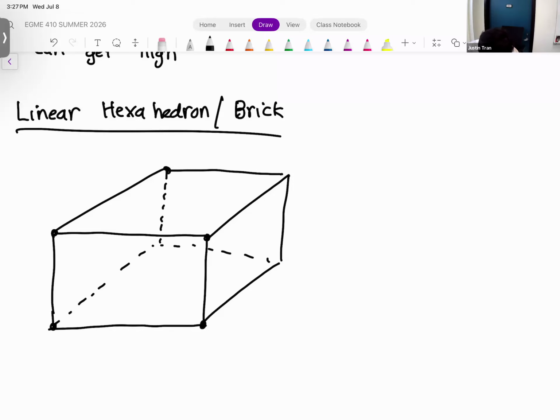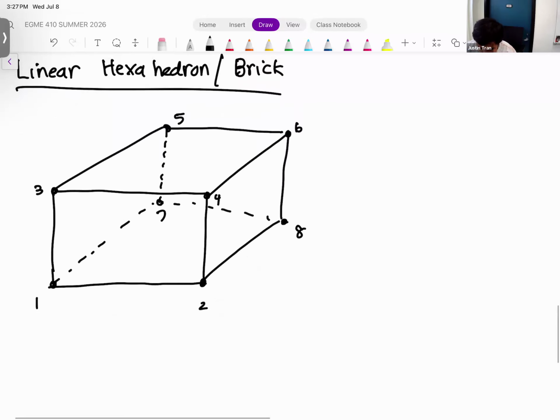Okay, so remember for the linear elements, we're only counting the corner nodes. So there are 8 of them here. 1, 2, 3, 4, 5, 6, 7, 8. And so with 8 nodes, our shape function is also going to have 8 terms. Let me write it underneath it, because otherwise it might be squished up there. Okay, so our shape function looks like the following.